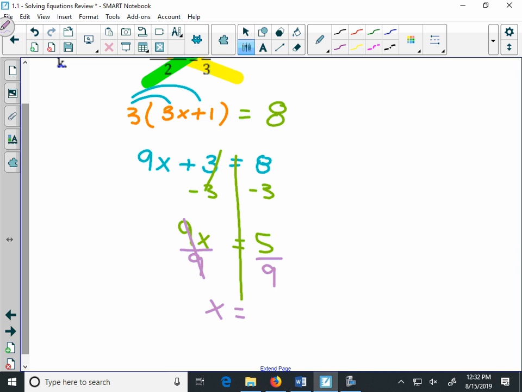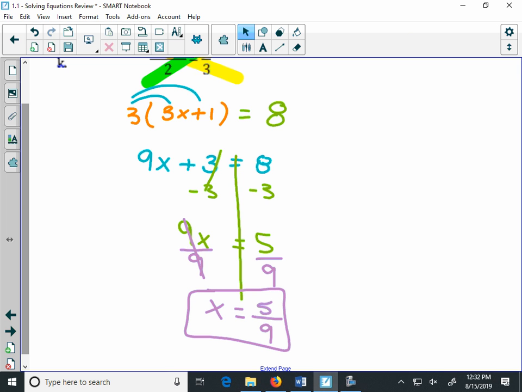So just leave it as 5 over 9. Yep. One more over that one, to get some practice.